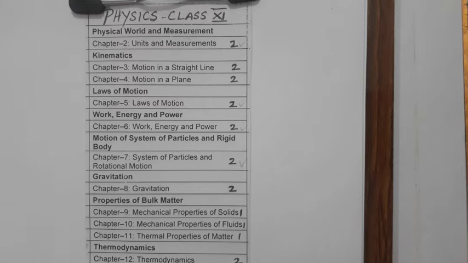Then you come to the next chapter, gravitation. It's quite easy to solve the problems from gravitation. That is how small g depends on different factors like altitude, and then it also depends on depth and also density. That formula is enough for you.